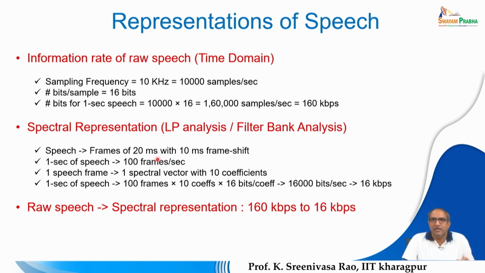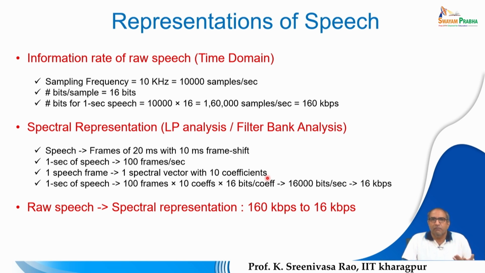Suppose you perform the LP analysis, then each frame is represented by some linear prediction coefficients, depending upon the order. If p equals 10, then there will be 10 coefficients. If p equals 15, then there are 15 coefficients. So here, for generality, we are assuming that each spectral vector is represented by 10 coefficients. That means for every speech frame we will compute a spectrum, and that spectrum is represented by a spectral vector, with 10 coefficients.